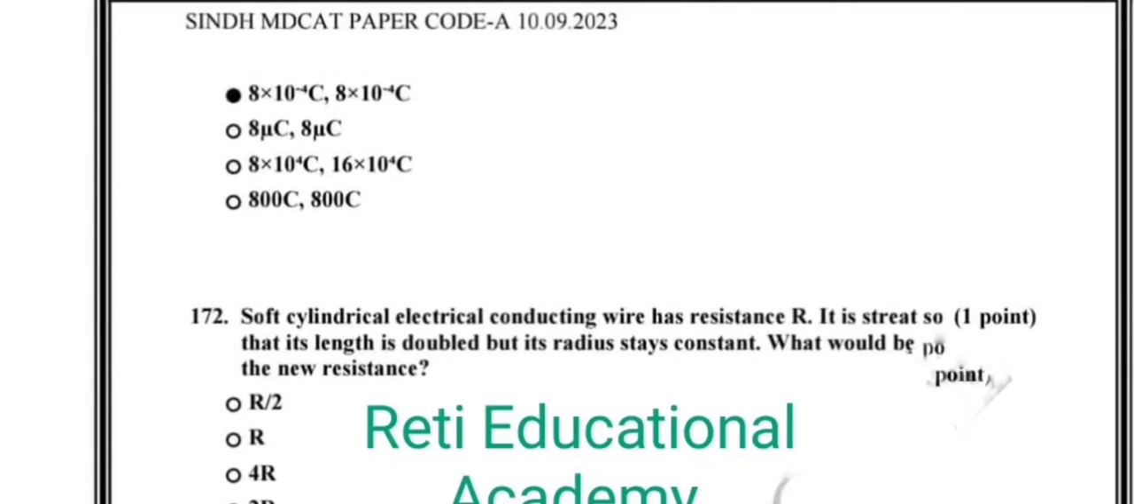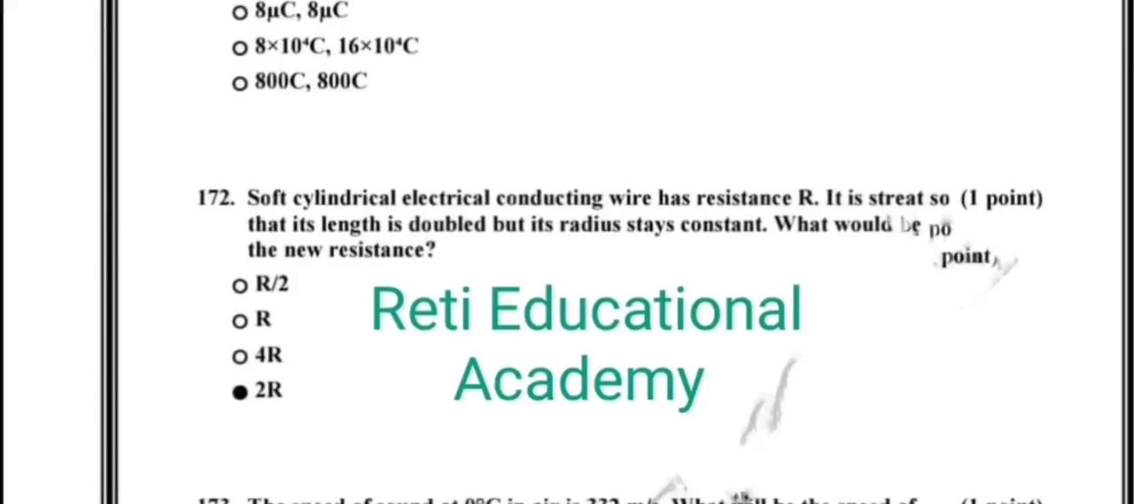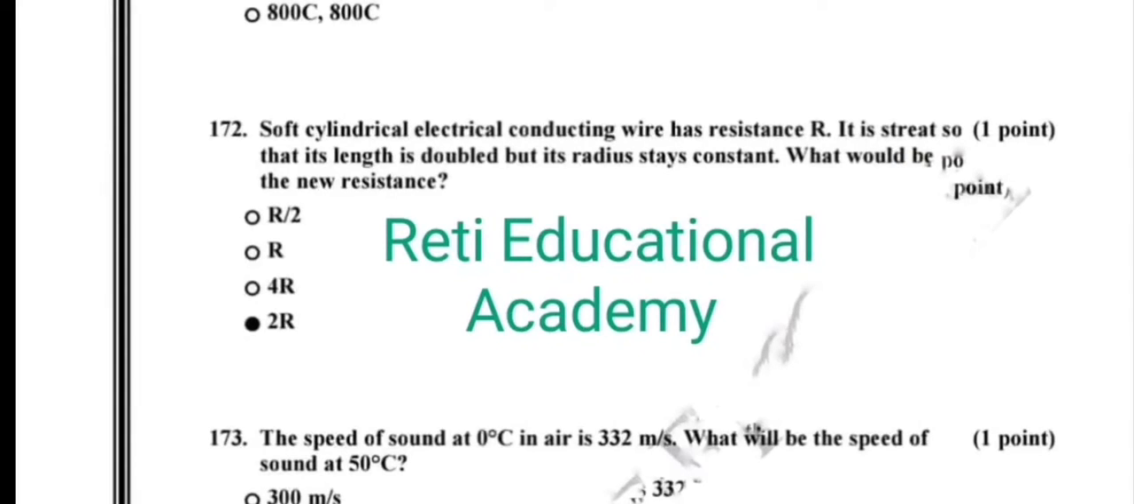Question number 172. A soft cylindrical electrical conducting wire has resistance R. It is straightened so that its length is doubled but its radius stays constant. What would be the new resistance? And the correct option is 2R.